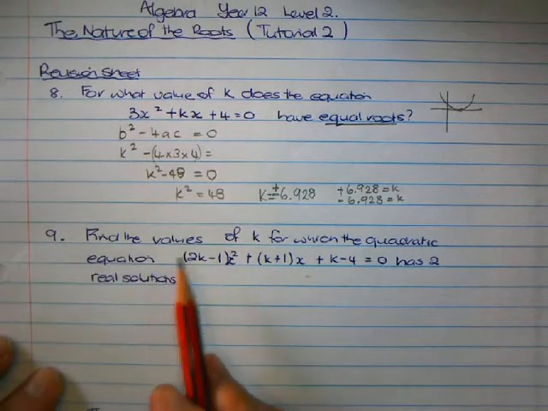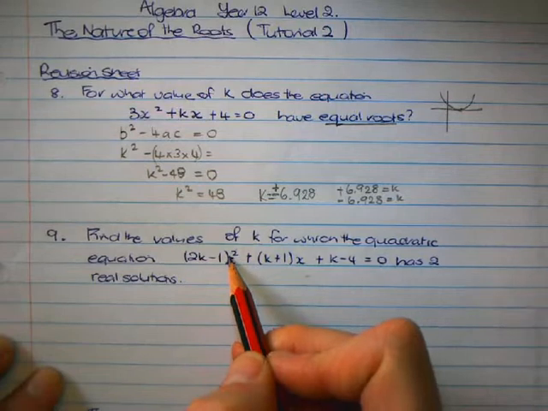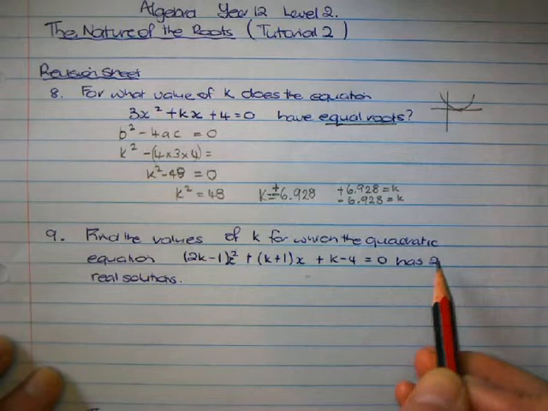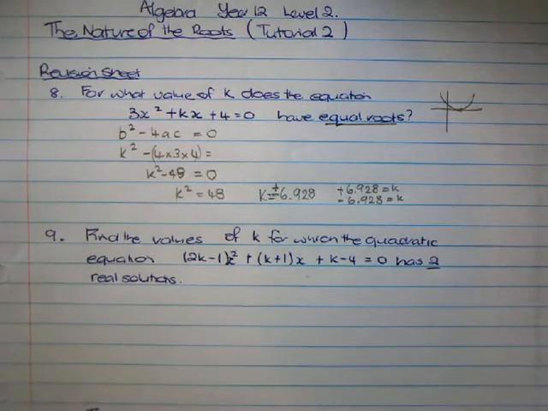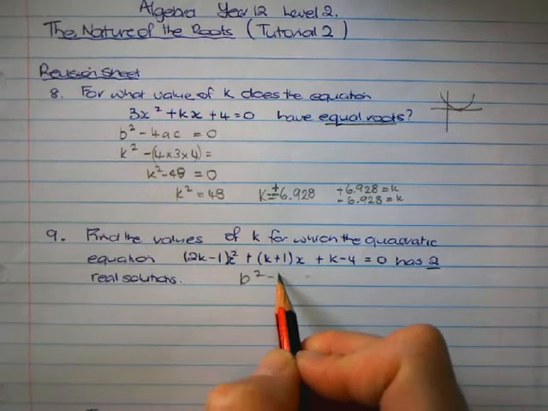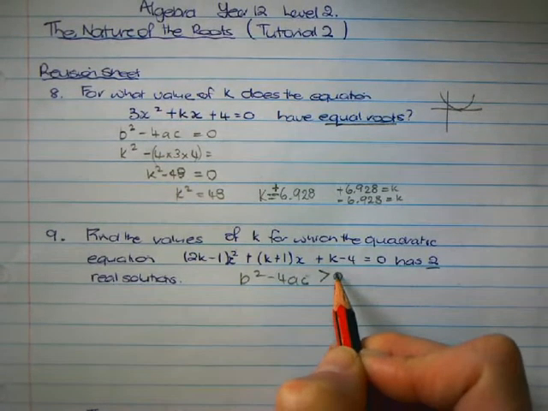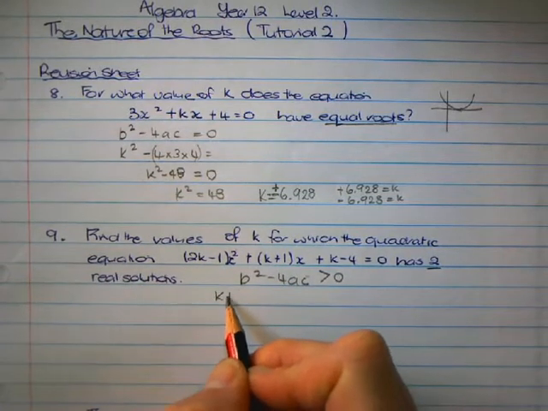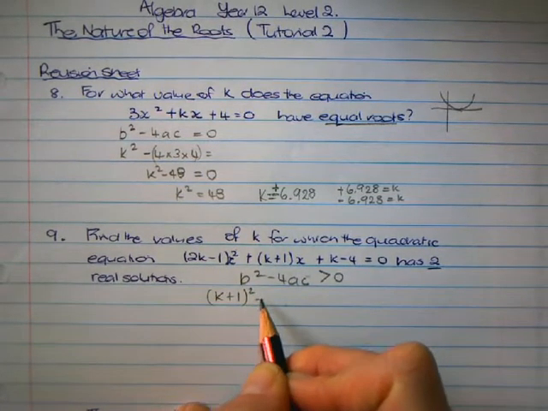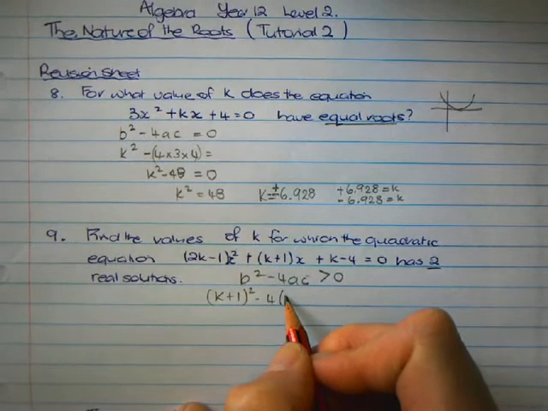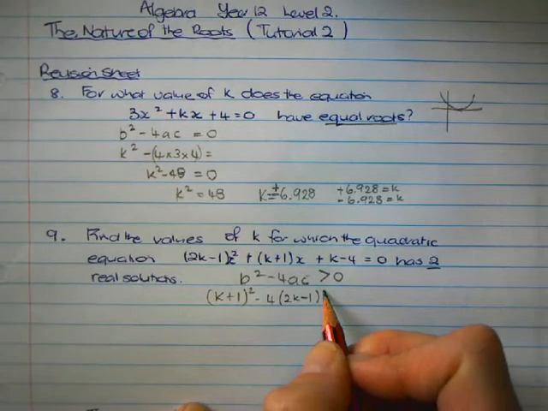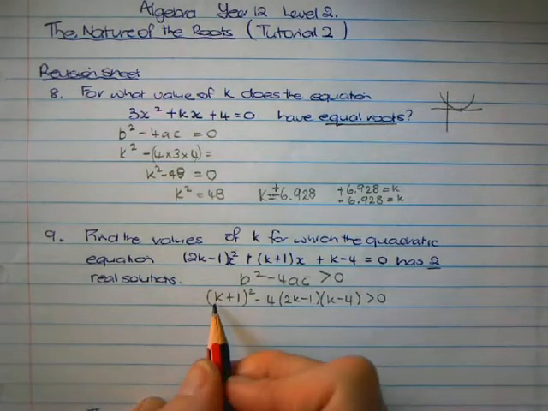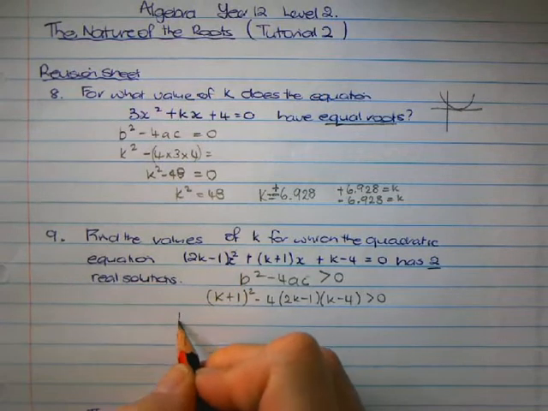Okay, so moving on to the next one. Find the values of k for which the quadratic equation (2k minus 1)x squared plus (k plus 1)x plus (k minus 4) equals 0 has two real solutions. So there's the 2 there as the indicator that we must use b squared minus 4ac is greater than 0. There are two solutions. In this case, b is k plus 1, so (k plus 1) squared minus 4 times a, 2k minus 1, times c, which is k minus 4, and that has to be greater than 0.